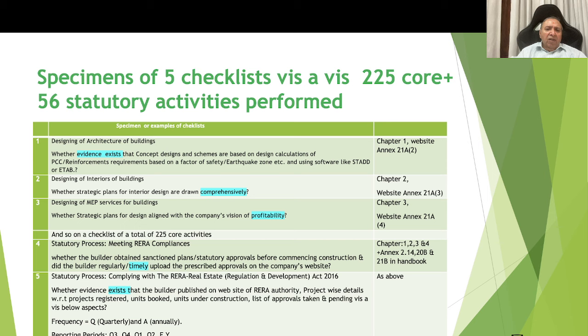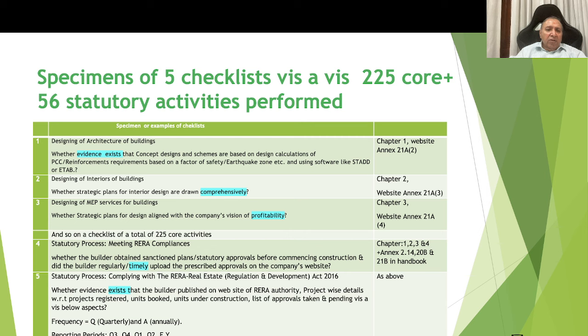For each of these 225 core activities, the checklists have to be prepared by the internal auditors. Statutory process, for example, meeting the RERA compliances. Here the first checklist point is whether the builder has obtained the sanctioned plans and statutory approvals before commencing the construction, and did the builder regularly and timely upload the prescribed approvals on the company's website. These activities are given in chapters 1, 2, 3, 4 and annexure 2.14, 20B and 21B in my handbook.